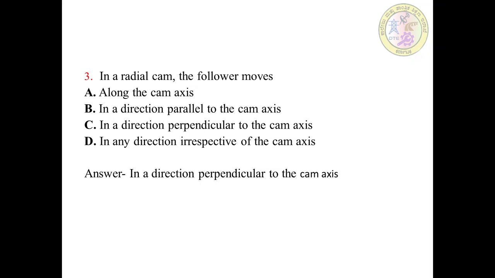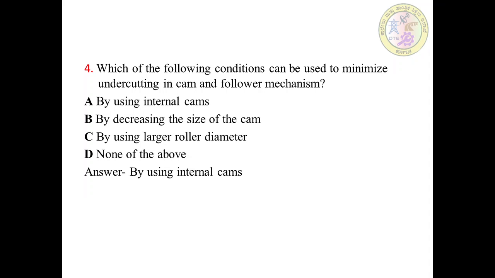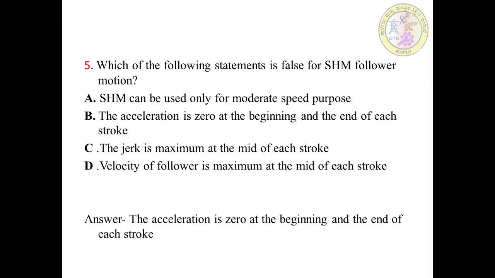In a radial cam, the follower moves in a direction perpendicular to the cam axis. Which of the following conditions can be used to minimize undercutting in a cam and follower mechanism? By using internal cams. Which of the following statements is false for simple harmonic motion follower motion? In this the acceleration is 0 at the beginning and the end of each stroke.